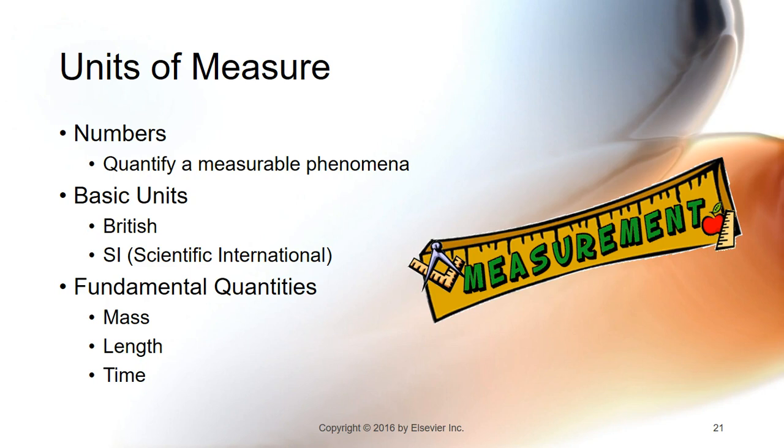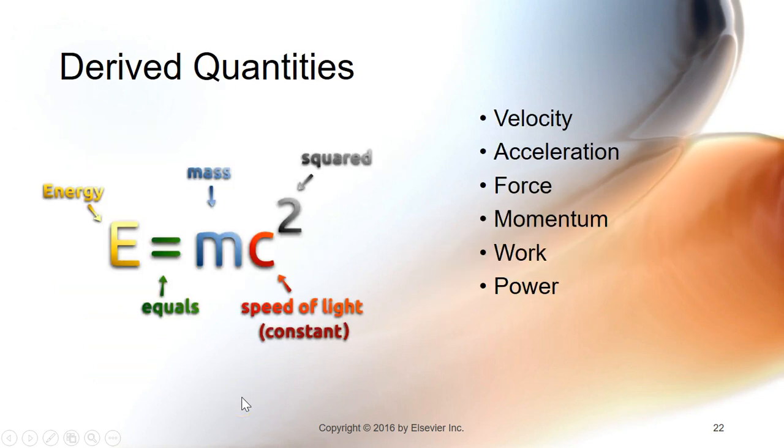So in case I didn't say that clearly, our fundamental quantities are mass, length, and time. Our derived quantities are things where we take the mass, the speed of light, the energy. Now this is just one type of formula. So E, energy, equals mc squared. I know all of you have seen these types of equations, but now I want you to understand we're going to learn how to get velocity, acceleration, force, momentum, work, and power. So all of those derived quantities are important also.